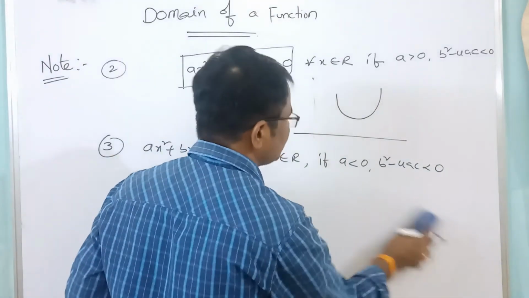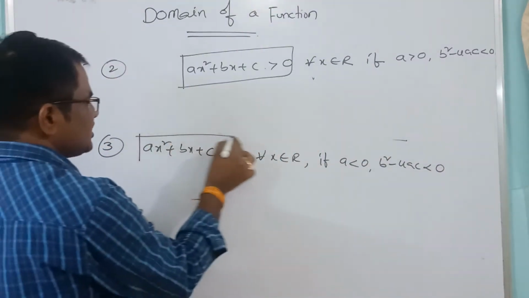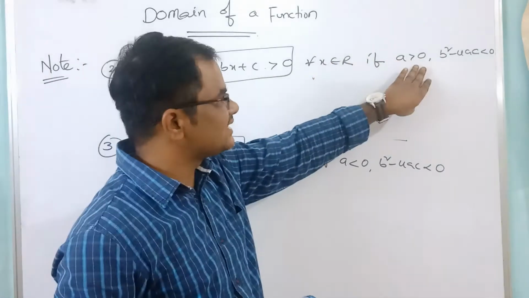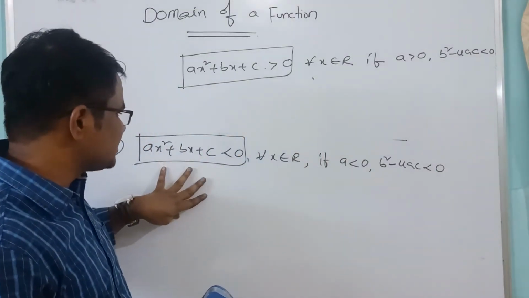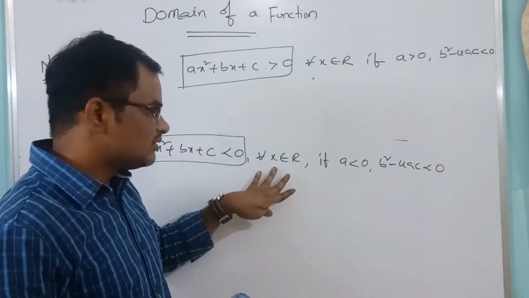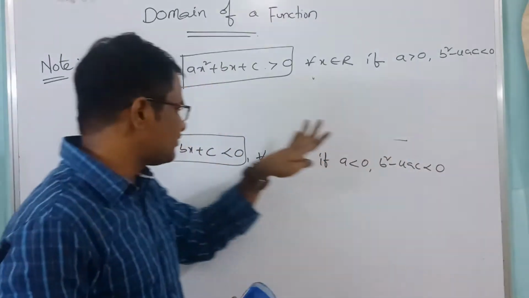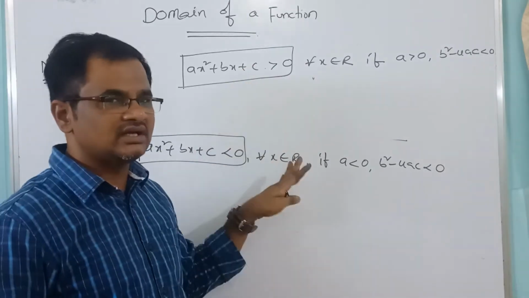If you take the parabola, the quadratic expression is greater than 0 for all x belongs to real numbers when a is greater than 0 and discriminant less than 0. A quadratic expression is less than 0 for all real numbers when a is less than 0 and discriminant less than 0. So these two are also the most important conditions, right?